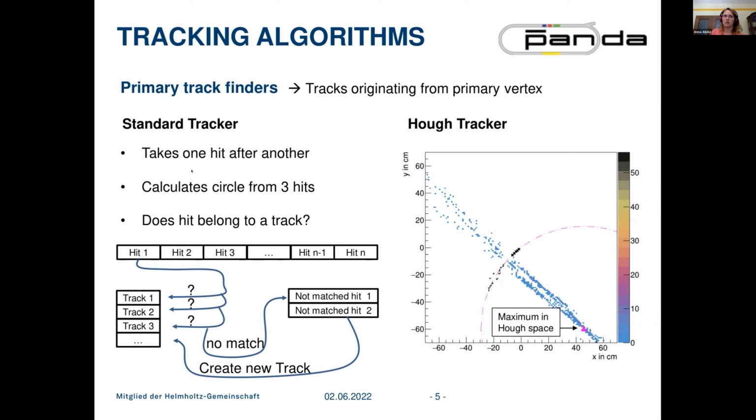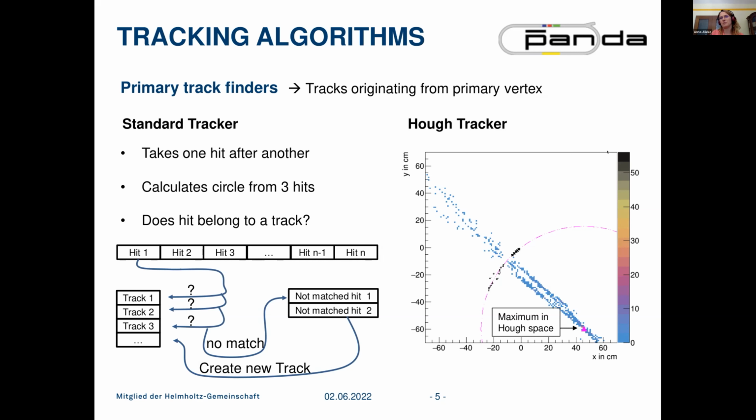It has a quite simple procedure. It simply takes one hit after another and asks if this hit fits to an already existing track. If it won't fit to an already existing track, it is filled into the pool of not matched hits. With this pool of not matched hits, new tracks are created by calculating circles from 3 hits. And in the end, the standard tracker has a cleanup procedure where small tracks are removed, or tracks which were found several times.